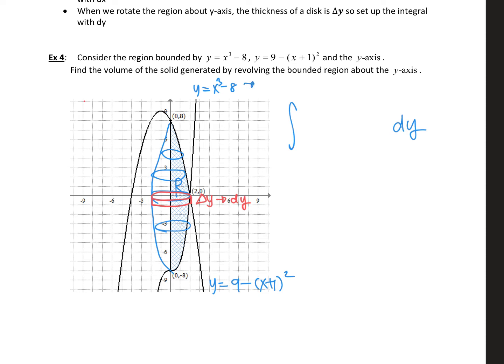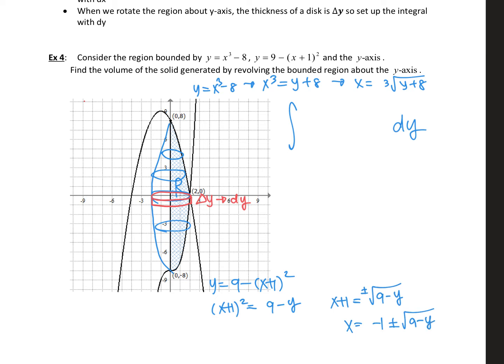So x cubed is equal to y plus 8. That means x is equal to the cube root of y plus 8. And then for the other function, (x plus 1) squared is equal to, moving things over, 9 minus y. So x plus 1 is equal to the radical of 9 minus y. It's plus or minus, actually. x is equal to negative 1 plus or minus the radical of 9 minus y, right? So which part is it? Is it the plus part or the minus part? Let's look at this point right here, when y is equal to 0.